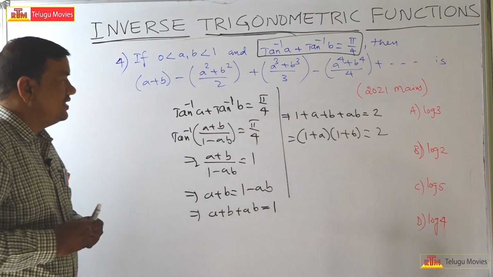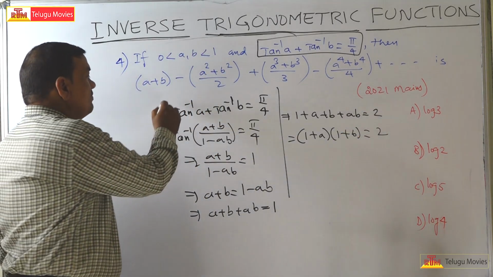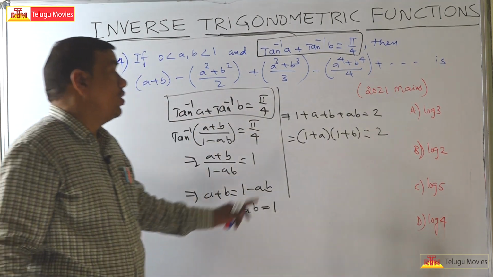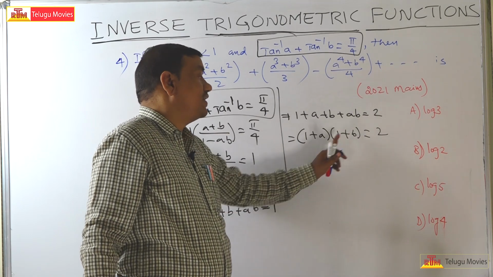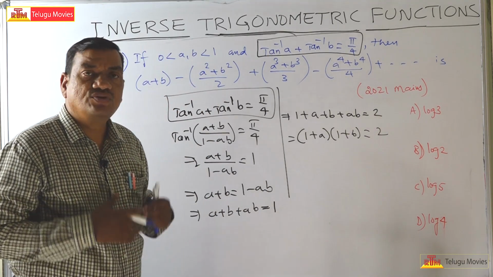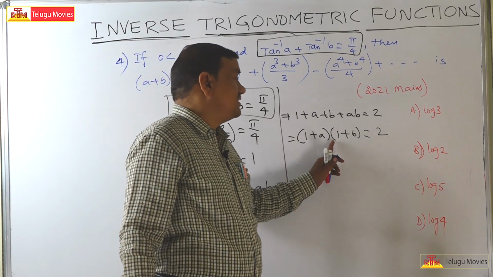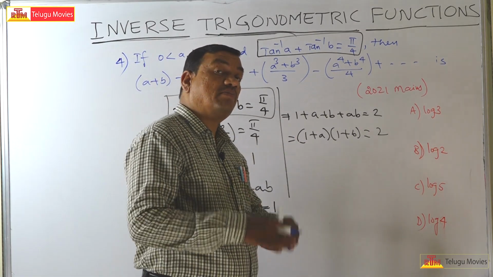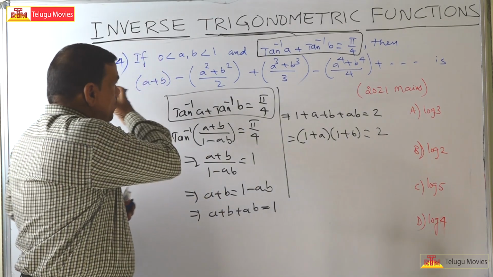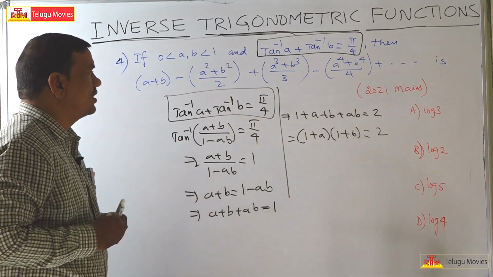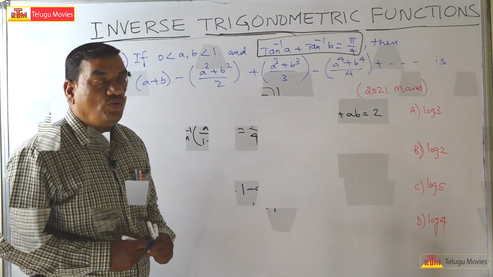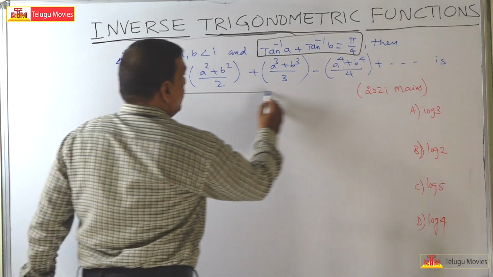So if tan inverse of a plus tan inverse of b is equal to pi by 4, we got 1 plus a into 1 plus b is equal to 2. Whenever 1 plus a into 1 plus b comes, in place of that we can substitute 2. Now coming to our problem, let us see what we have to find out. We have to find out the value of this.